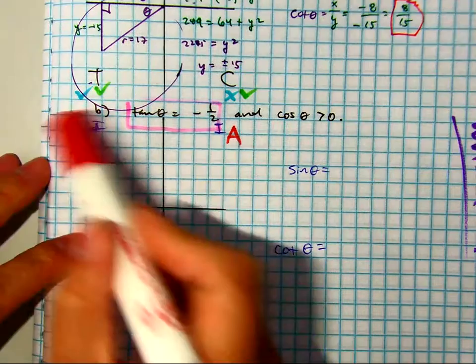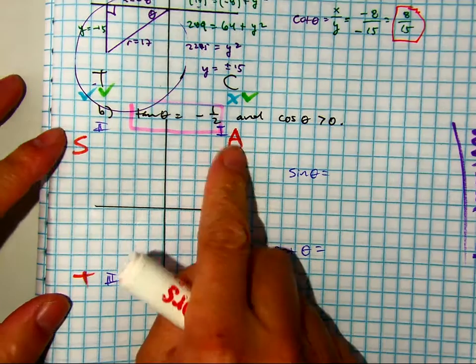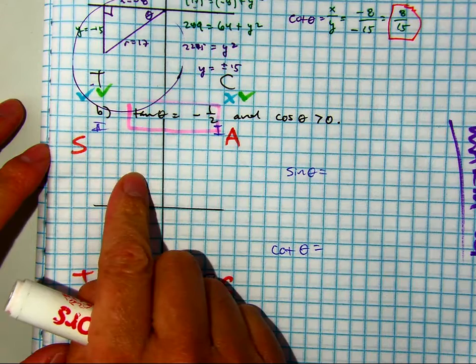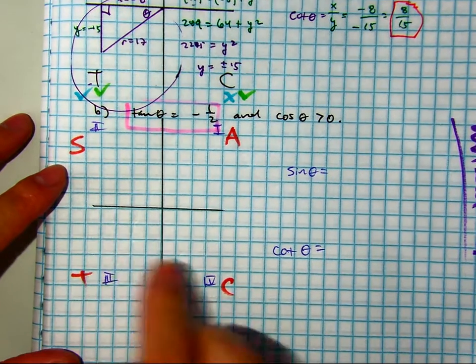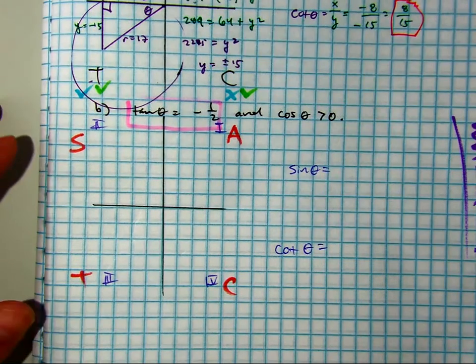And basically that tells us where the trig functions are positive or negative. In the first quadrant, all the trig functions are positive. Sine and its reciprocal cosecant are positive. Tangent and cotangent are positive. That means the other four trig functions are negative, and then cosine and secant.